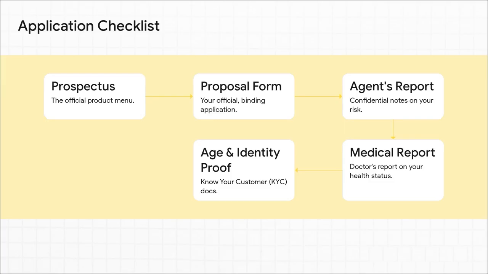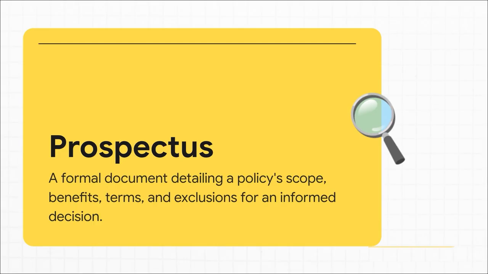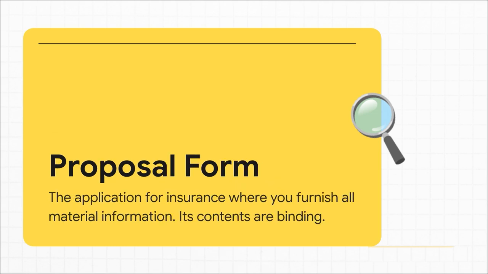We're gonna break down every single one of these steps so you know exactly what it is and, more importantly, why it matters. First up is the prospectus. The best way to think about this, it's the official menu for the policy. It lays out everything, the good stuff like the benefits, but also the terms and, crucially, the exclusions or what's not covered. This is the document you study so you can make a smart choice before you sign on the dotted line.